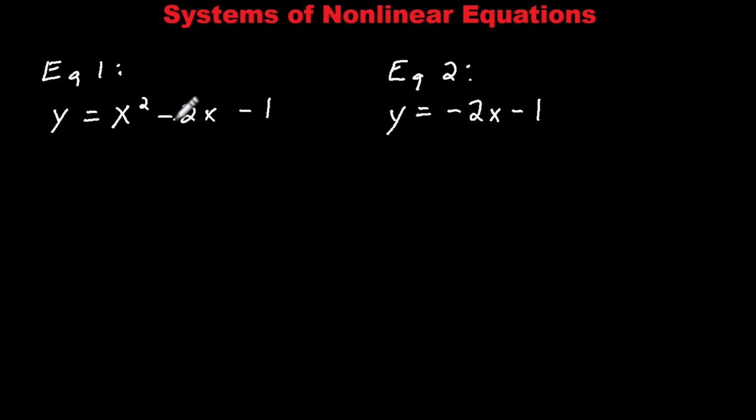Here we have two equations. The first equation is a second order equation. This is nonlinear. Equation 2 is a linear equation. And there are several ways of solving nonlinear equations. If you recall from solving systems of linear equations, the first one was to graph the solution.